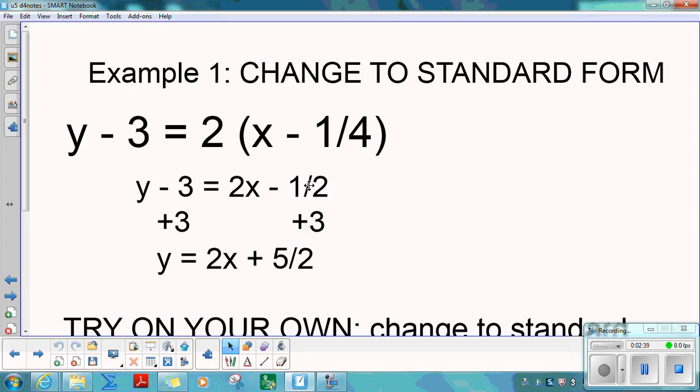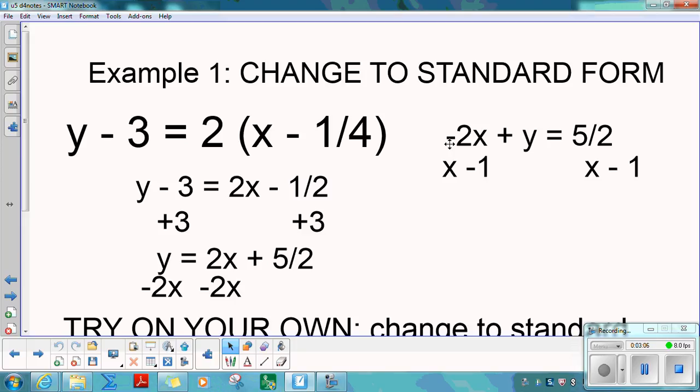Now I can go to standard form, which has the x and the y on the same side. So I'm going to subtract 2x from both sides. I get negative 2x plus y equals 5/2. Now, it looks like standard form, but this is not actually standard form because it's breaking a few rules. One of the rules is that the front number, the a, is negative. We can't have that. So to counter that, what we do is just multiply every term by negative 1. Okay? So negative 2 times negative 1 gives me positive 2. 1 times negative 1 gives me negative 1. 5/2 times negative 1 gives me negative 5/2.